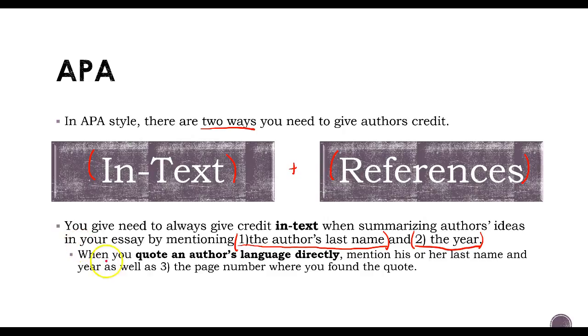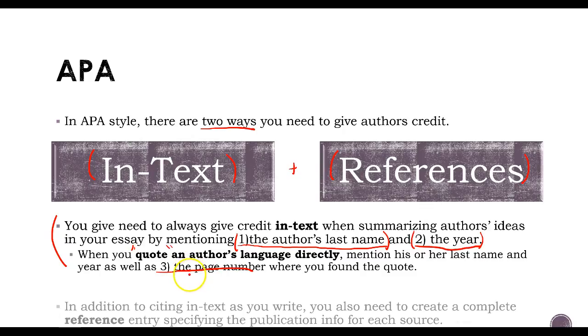If you're quoting an article directly using quotation marks and borrowing the language, you need to do a little bit more. In addition to mentioning the author's last name and the year, you also need to mention the page number where you found the quote. So for a direct quote, you might say Smith 2006 says quote, and then at the end you'd put the page number, P.6. But we'll look at that a little bit more closely in a second, but these are the basics of in-text citation. Always mention the author's name and the year. If you're quoting directly, make sure you mention the page number.